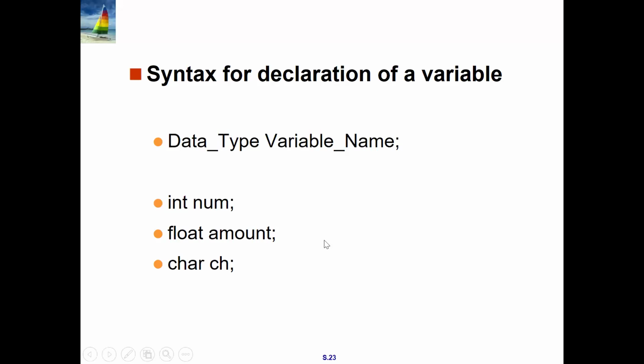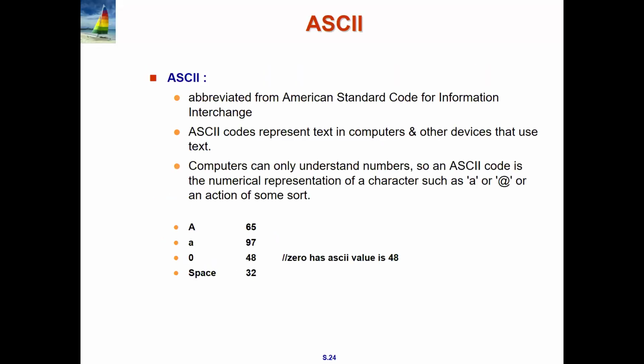So how to declare a variable? As I have shown, you write the data type and the name of the variable. With int, you can store whole numbers. Float, you have an amount. Char is a variable which can store character data and hold a single character. Then ASCII value is there. 65 has an internal binary code and 65 represents A. 97 ASCII value represents a. 48 represents 0, 32 represents space.